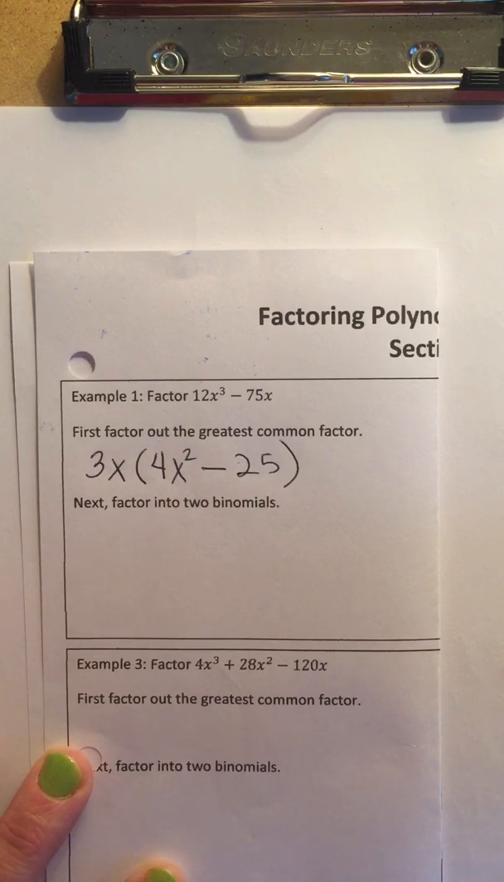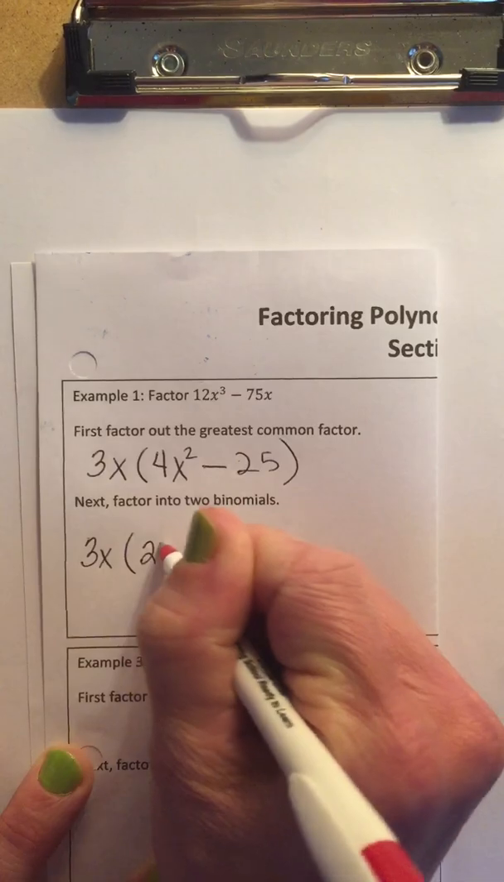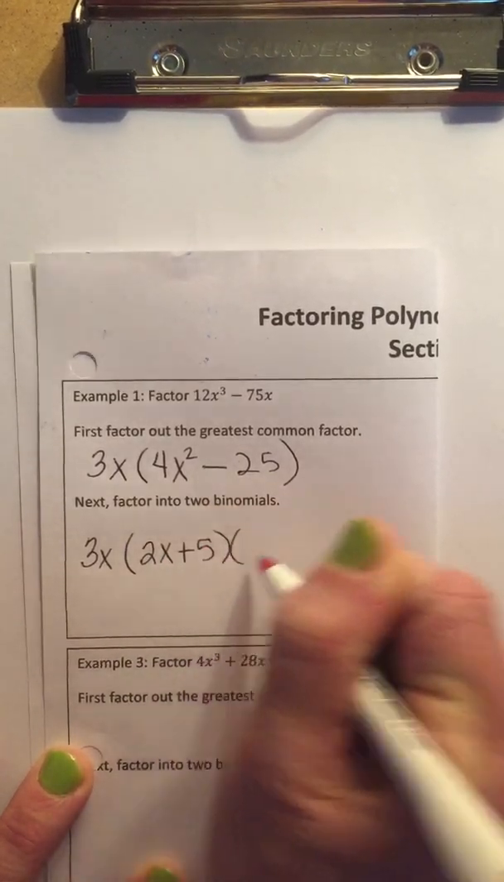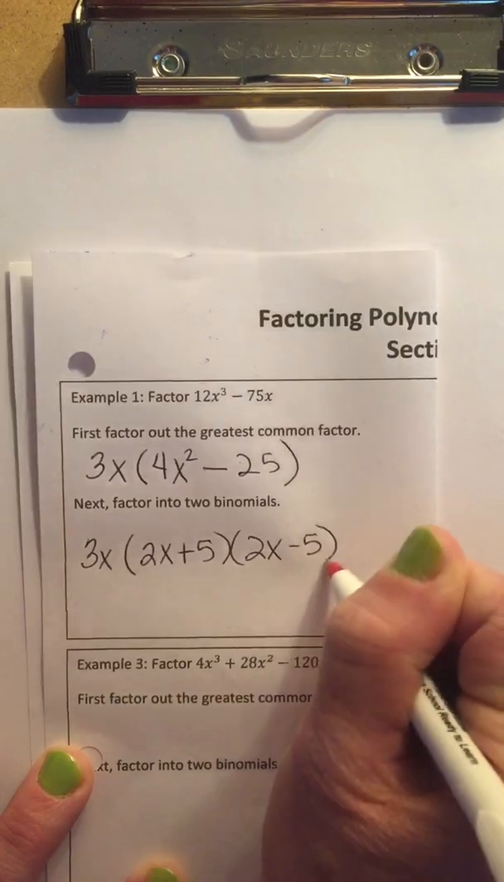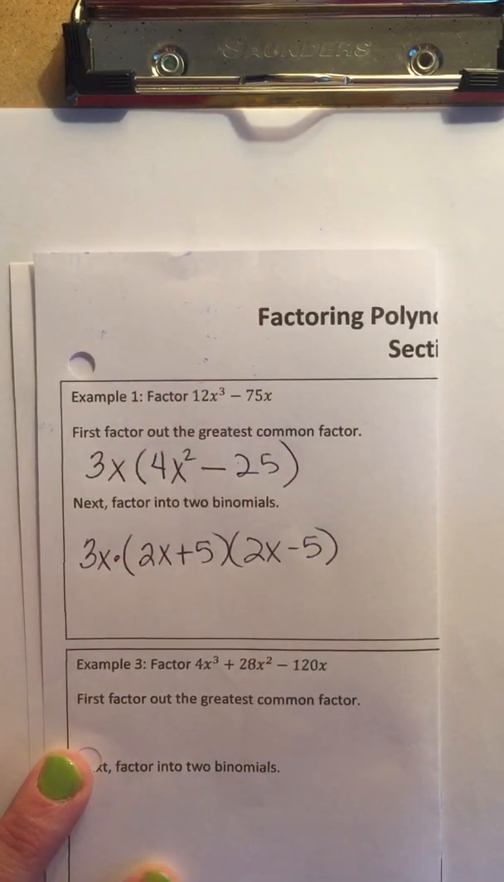Now we have to look at the 4x squared minus 25 and factor that into two binomials. 2 times 2 multiplies to 4. 5 times 5 multiplies to 25. Because there is no x term, the coefficient of the x term is 0. So we know with 3x, if we multiply 2x plus 5 times 2x minus 5, it will multiply back to 12x cubed minus 75x. Don't forget that 3x that is also multiplied by the binomials.